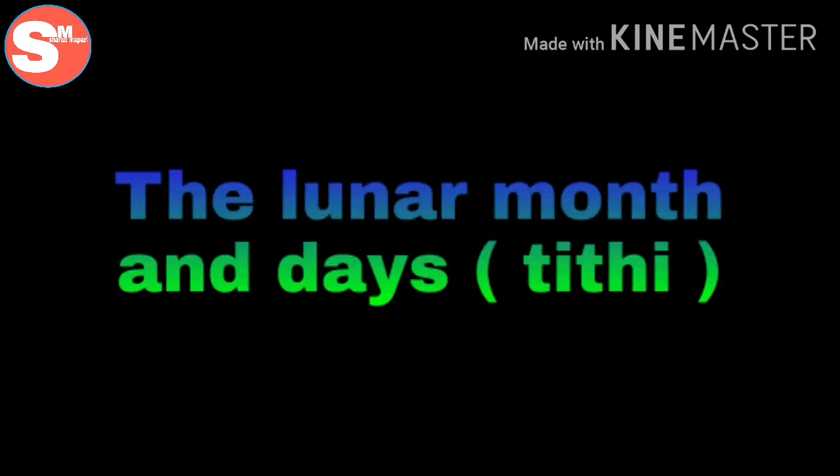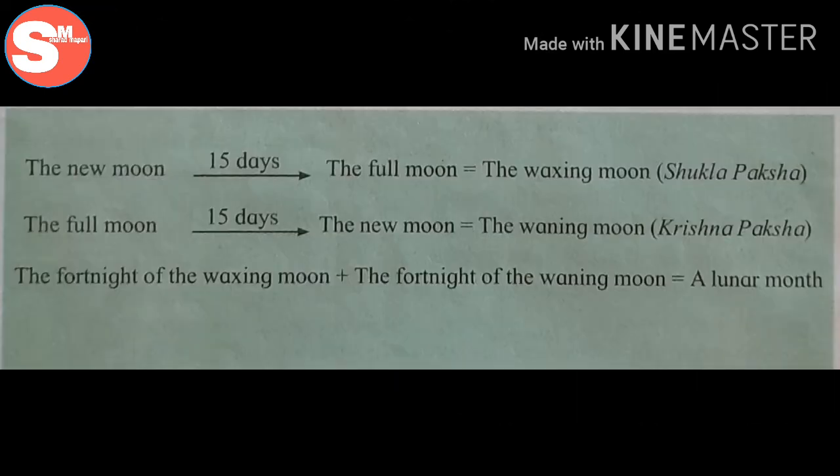The lunar month and days, Tithi. You know that it takes 14 or 15 days from new moon to full moon. This is the fortnight of the waxing moon. After the full moon, the moon appears smaller and smaller, and after 14 to 15 days, it is new moon again. This period is the fortnight of the waning moon.